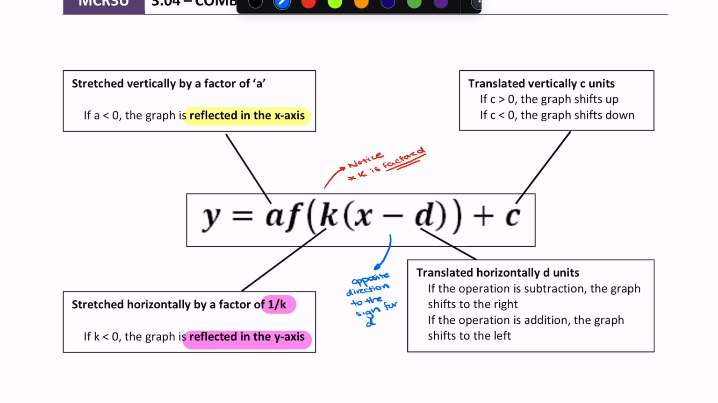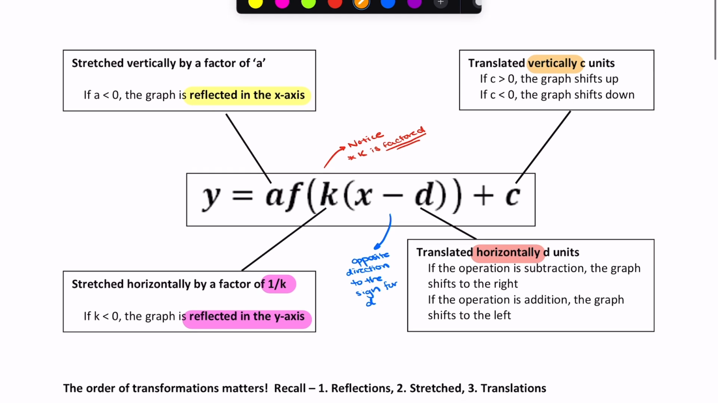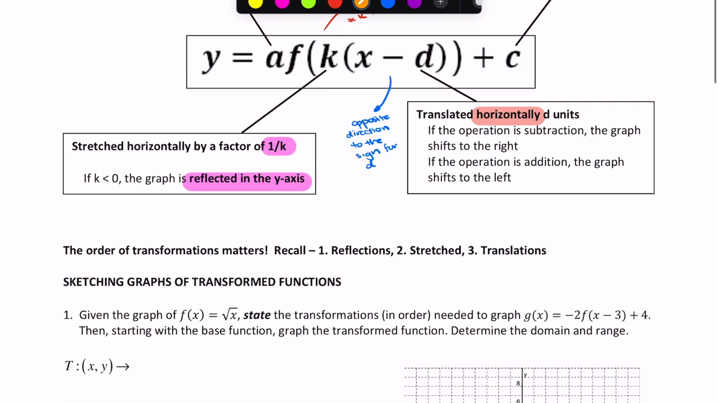Finally, translated vertically in terms of the c value, c units. If c is positive, the graph will shift up, and if c is less than 0, the graph shifts down. The d value translates horizontally, and the c value translates the function vertically. Remember, the order of the transformations matters. We look first at reflections, then stretches and compressions, and then finally translations.